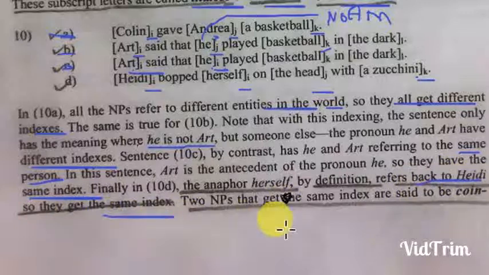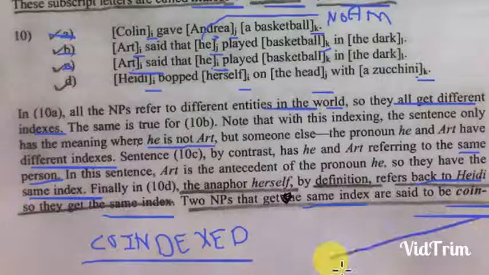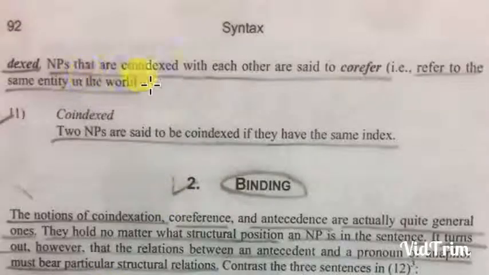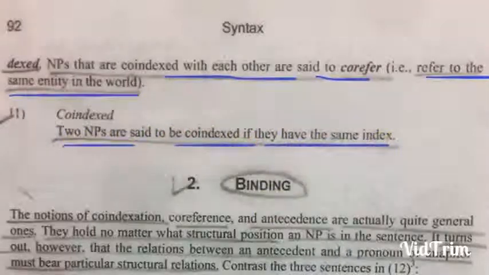So two noun phrases get the same index if they are said to be co-indexed. Two noun phrases that get the same index are said to be co-indexed. Noun phrases that are co-indexed with each other are said to co-refer, that is, refer to the same entity in the world. Co-indexed is defined as: two noun phrases are said to be co-indexed if they have the same index.